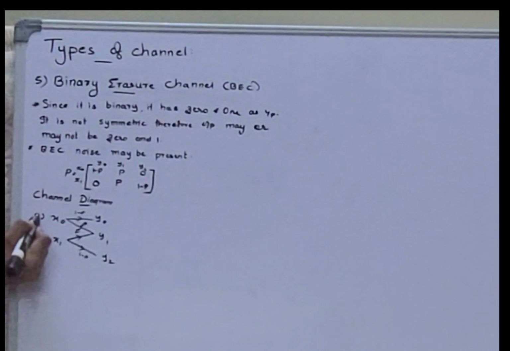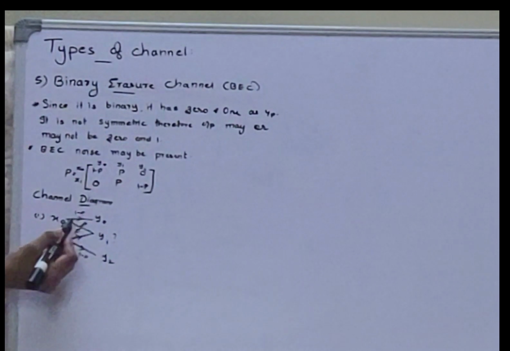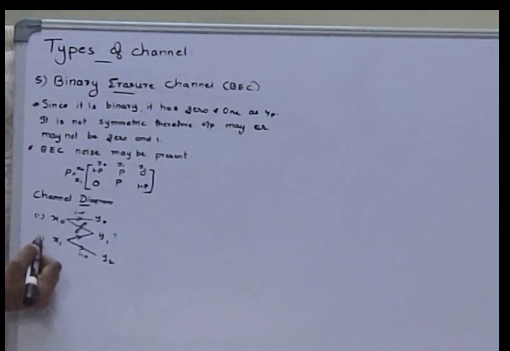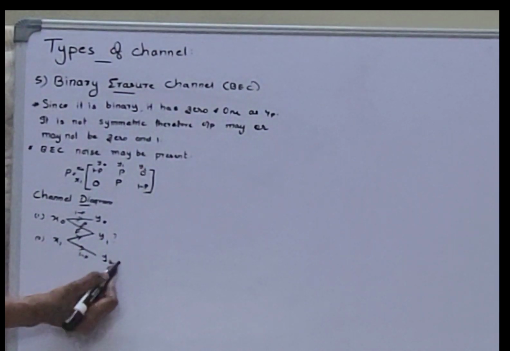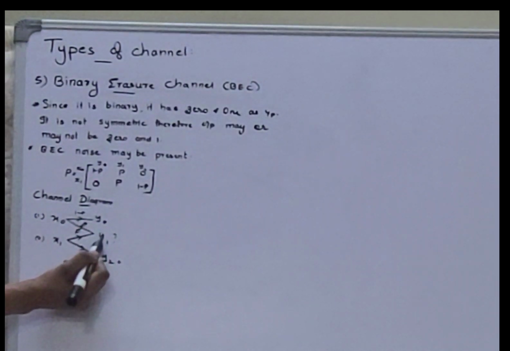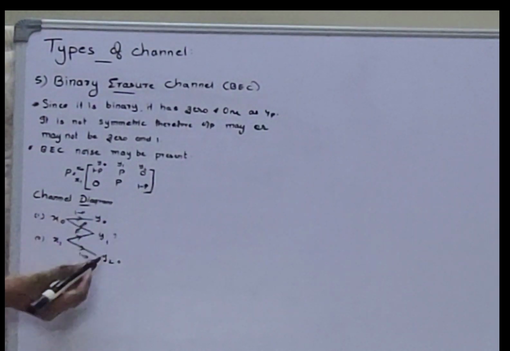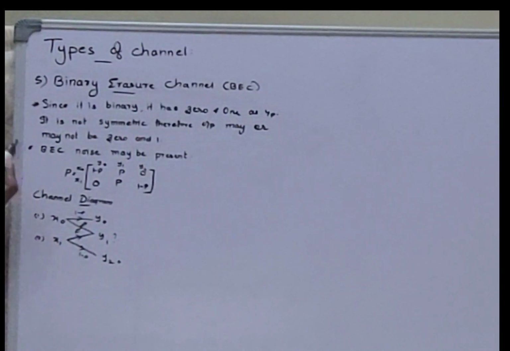Here, since it is binary, it has two inputs and there may be three outputs, because when we transmit 0, at the output of the channel we may get 0, 1, or a noise as the output. So this is the case of the binary erasure channel.